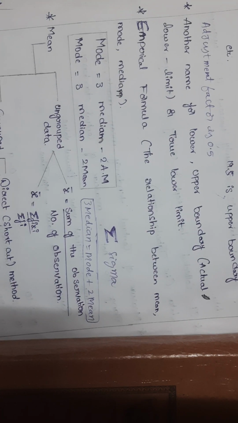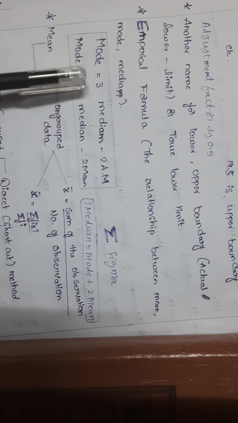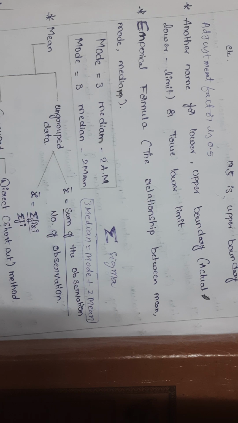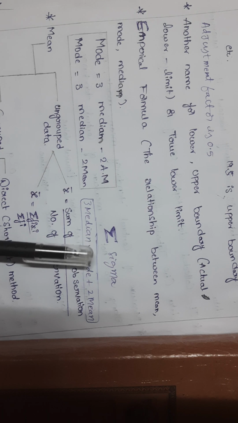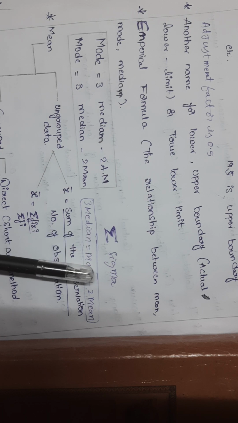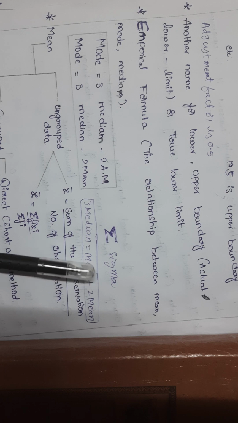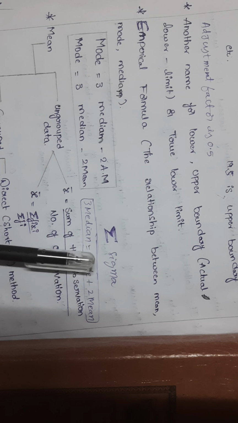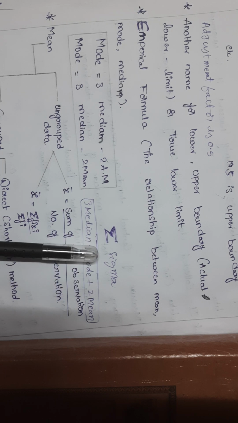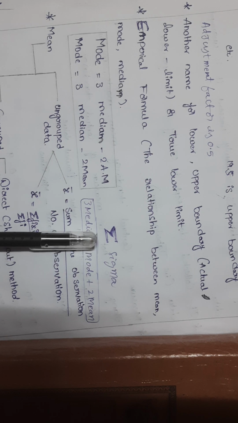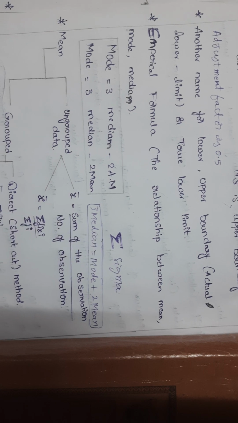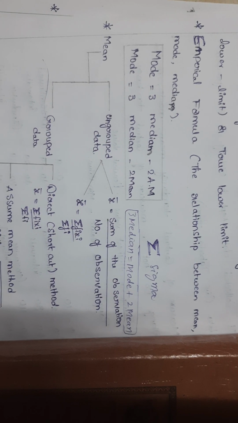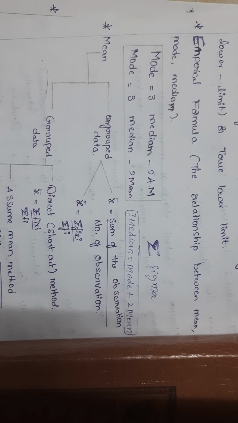In CBSE level textbooks, they are giving 3 median is equal to mode plus 2 mean. All these three formulas are the same. Another one more symbol, that is sigma. Capital sigma we can call sigma. Sigma means sum of observations. Suppose you are writing, it is represented with sigma. This is symbol sigma. Now, three measures of central tendencies we will discuss.